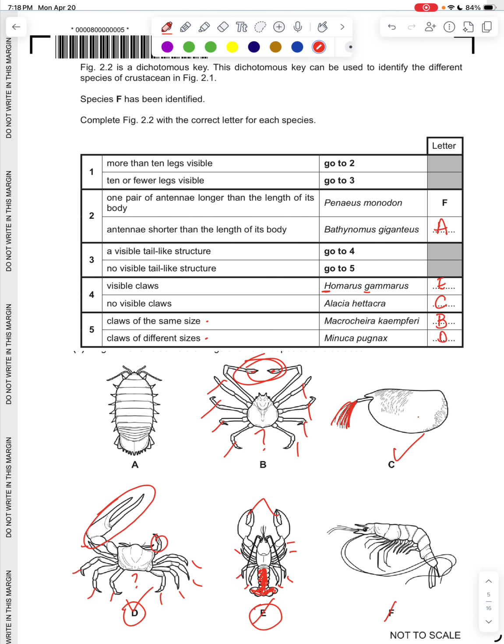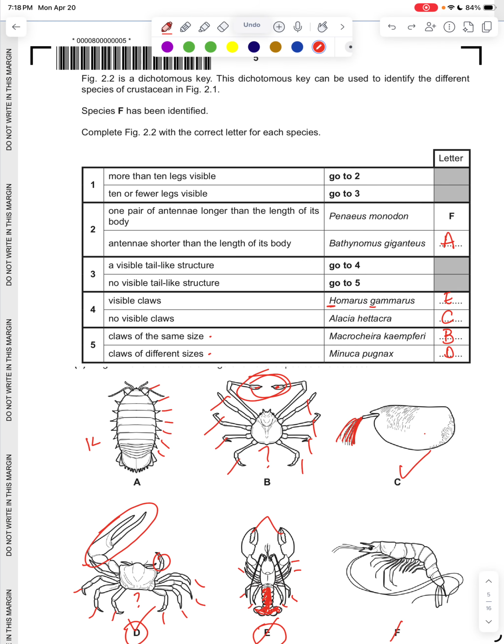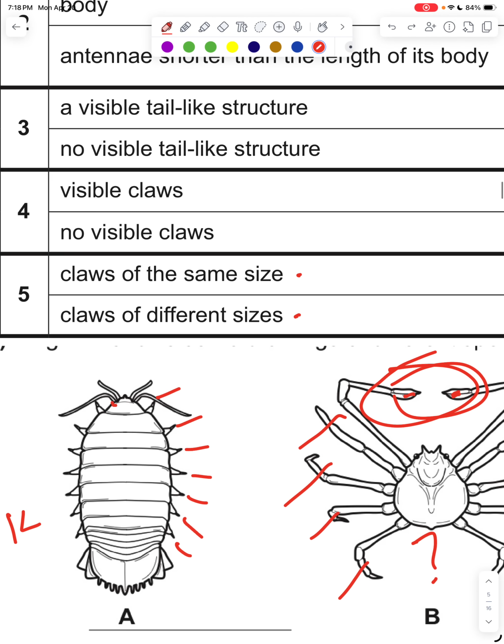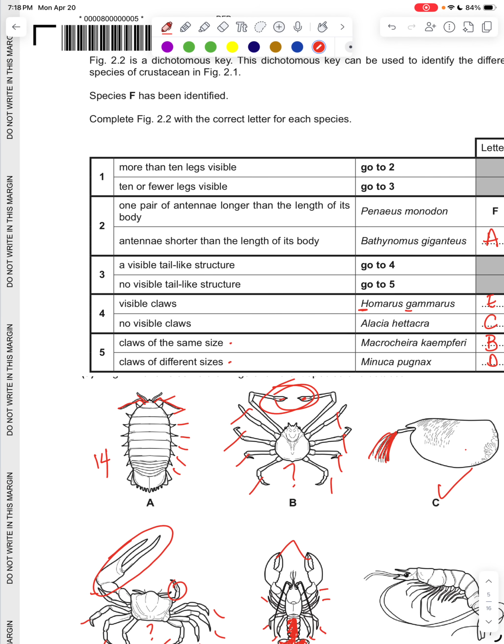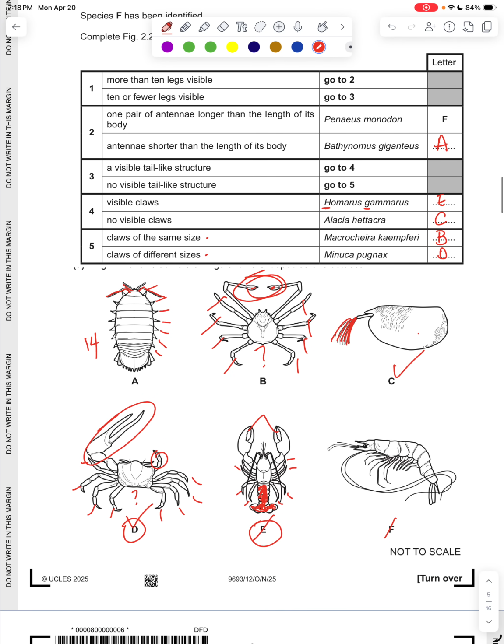be sure, it says there's more than 10 legs visible. We need to go to 2. Well, let's count. 1, 2, 3, 4, 5, 6, 7. It's going to be 14 total. There was more than 10, so we go to 2. And then it says antenna shorter than the length of its body. Yes, the antenna are shorter than the length of its body. And there's A. We love a dichotomous key, everybody.